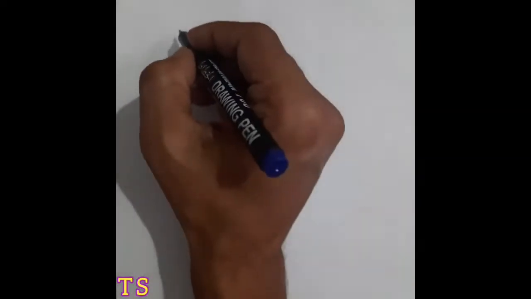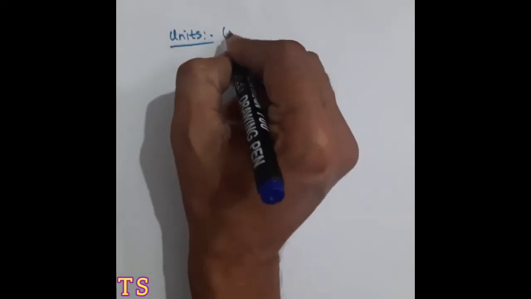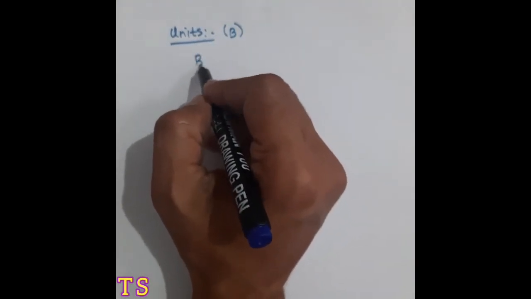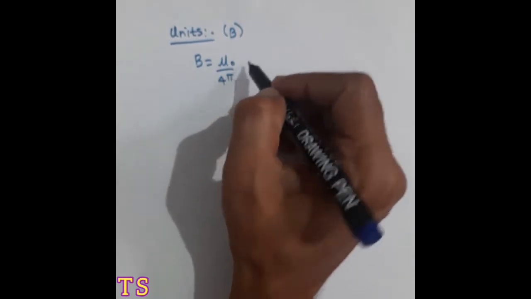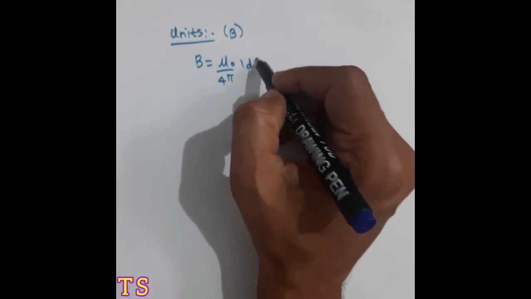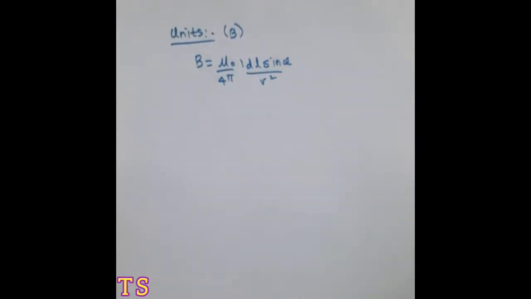So what are the units of the magnetic field? Now, if we know the formula, what we derived just now, we can write the formula as B equals mu naught by 4 pi I dl sin theta upon r square.